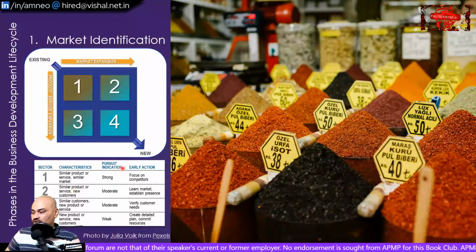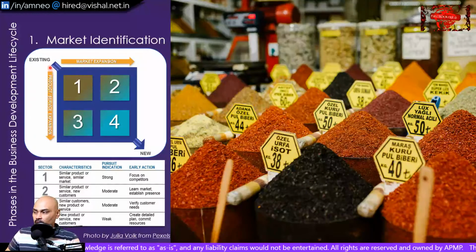But pursuit indication would be moderate. You're still learning, and you're establishing market presence. So this way you're going into expansion. You're thinking about only market expansion. This way you are doing product and services expansion.